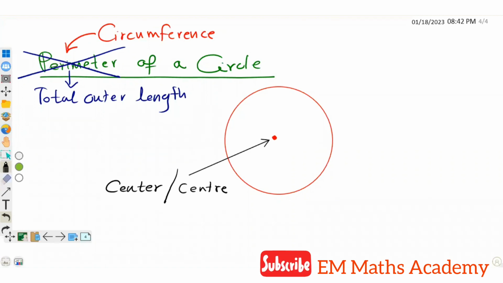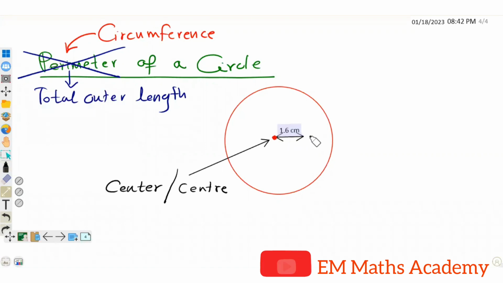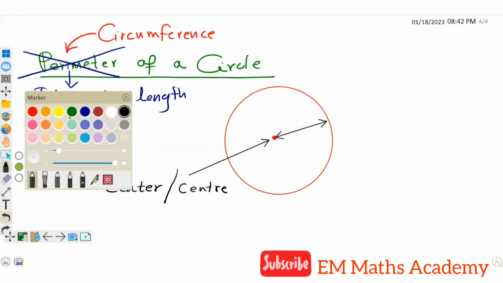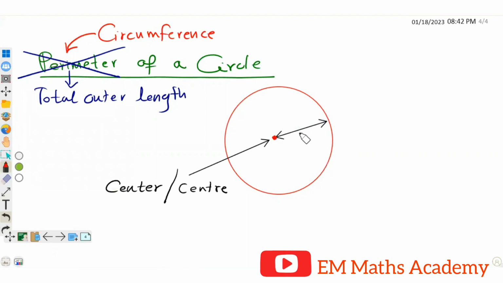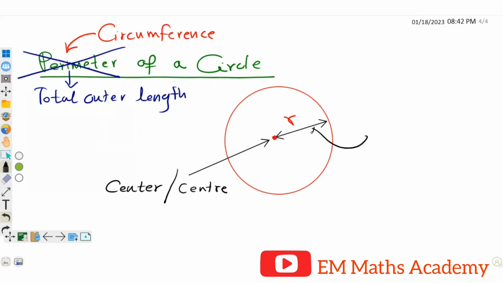Okay, then the next one is the distance between the center and the circle. Now, the circle means what? It is the boundary of this curved line. Then the distance from the center to this boundary of the circle is defined as what? R. R means it is defined as radius. Okay, radius.